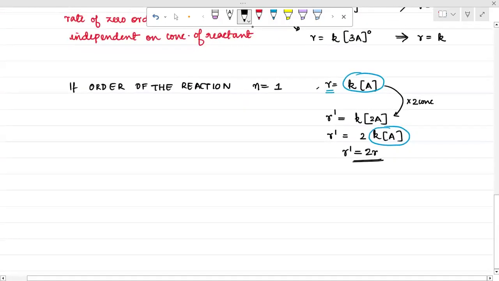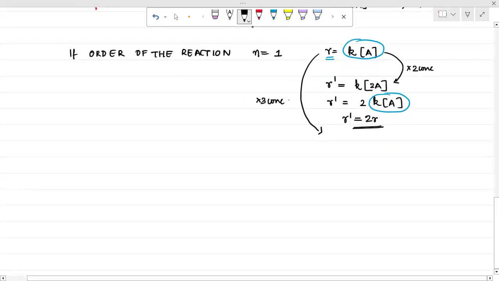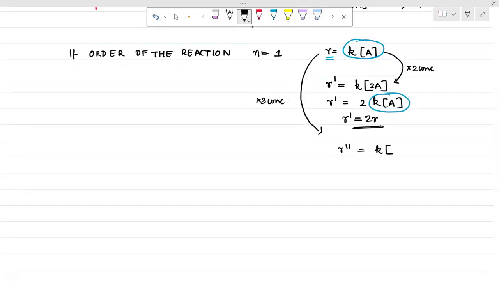Let's do one more. Let's say that you increase the concentration 3 times. Do it on your own. Let's say I have R double prime, which is going to be equal to K into concentration increased 3 times. 3 is a constant, I can take that outside. K into A, as previously known, is equal to just R, the rate of the initial reaction. So can you see, when you increased the concentration 3 times, the rate has also increased by 3 times. When you increased the concentration 2 times, the rate has also multiplied 2 times.